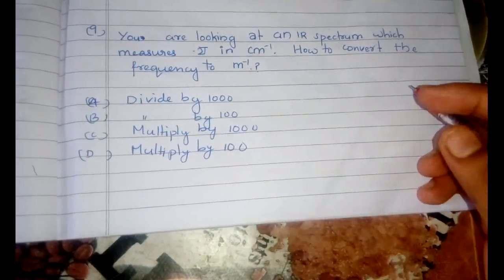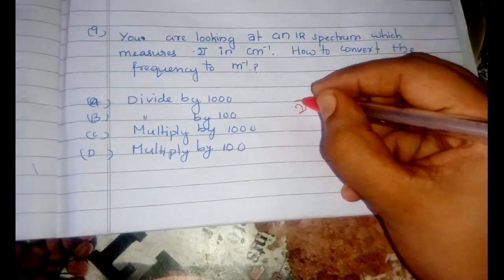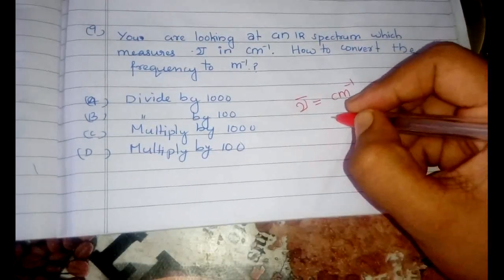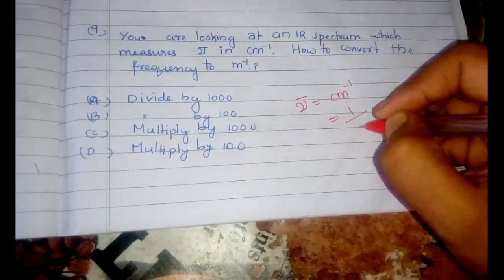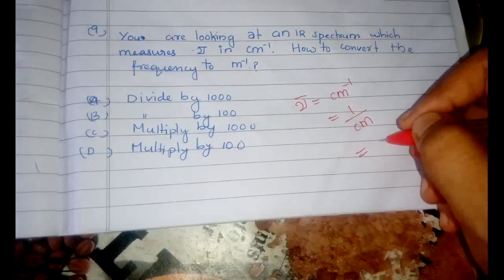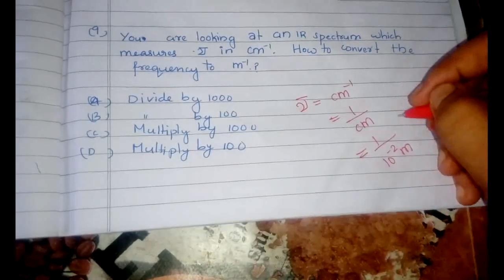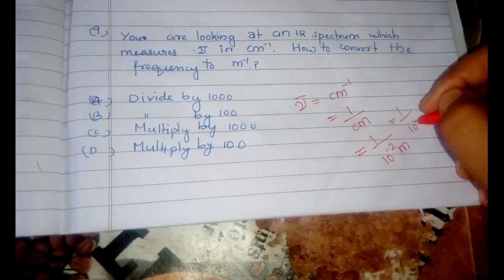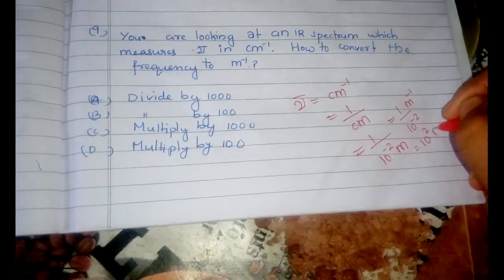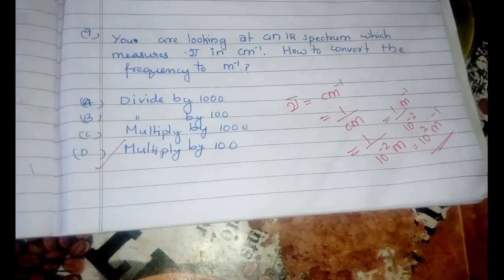Now the next question. This is all a conceptual question, the conversion of units. We can see if nu bar is given in per centimeter, how to convert it into per meter. What is per centimeter? It will be 1 by centimeter. Now how to convert 1 by centimeter into 1 by meter? It will be 1 by 10 raised to minus 2 meter, that is equal to 10 raised to 2 per meter. So it should be multiplied by 100 is the answer.